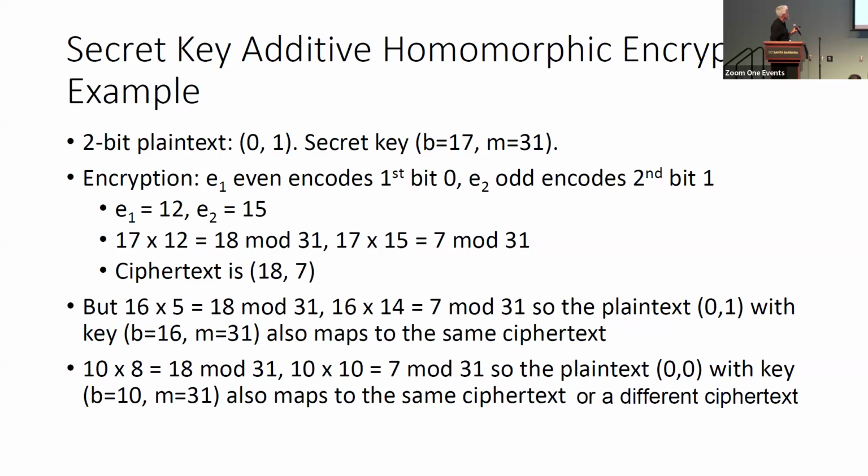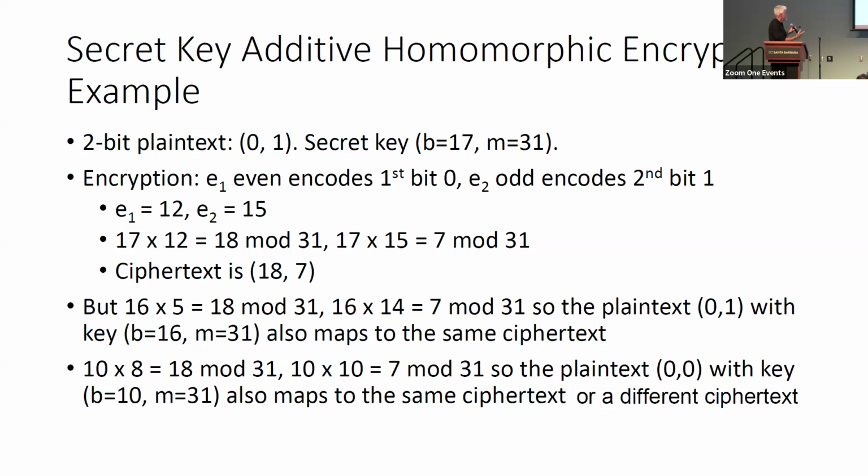So a very simple example, a 2-bit plaintext, 01. If you have a secret key with base 17, modulus 31, for the encryption, 0 would be encoded in an even number, and 1 would be encoded in an odd number. And then, say 12 and 15, you multiply the base 17 times 12, you get 18. 17 times 15 is 7. And so you get this ciphertext 18, 7.